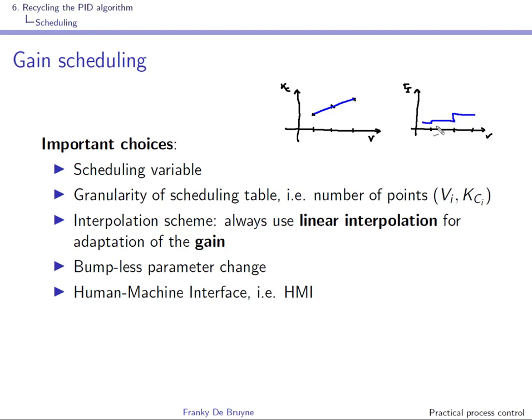So depending on the parameter that you're adapting, because now we have been discussing gain scheduling, but you can imagine that this idea can be also extended to the adaptation of other parameters. What is also very important is that you have a good human-machine interface where the operator can see what is actually happening during this gain scheduling procedure.